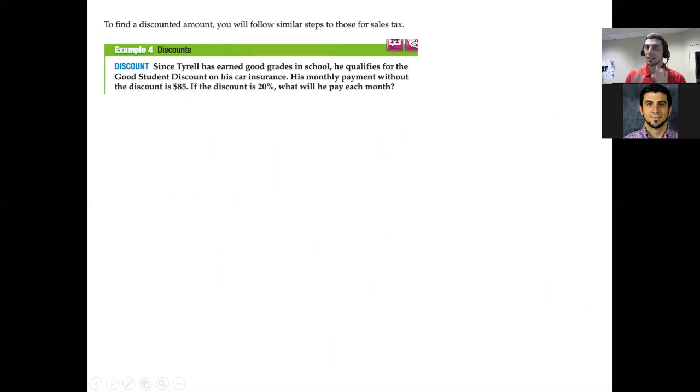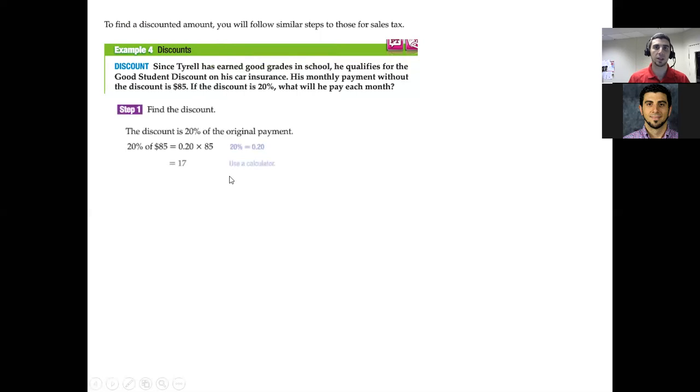Okay, so what they're doing, a discount is 20% off of the price, so that's a percent decrease. So all you have to do is multiply 20% times 85, but do the 20% as a decimal. So 0.2 times 85 is 17. 17 is not the answer. That's how much of a discount he's getting.